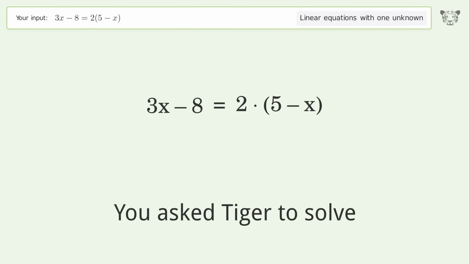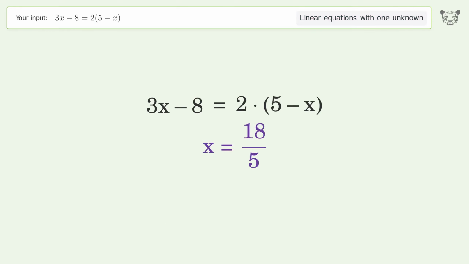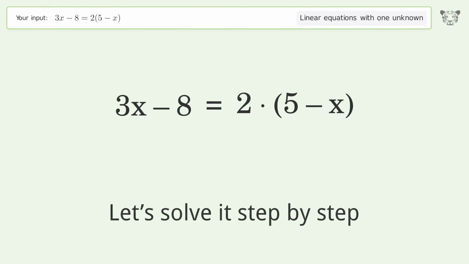You ask Tiger to solve. This deals with linear equations with one unknown. The final result is x equals 18/5. Let's solve it step by step.